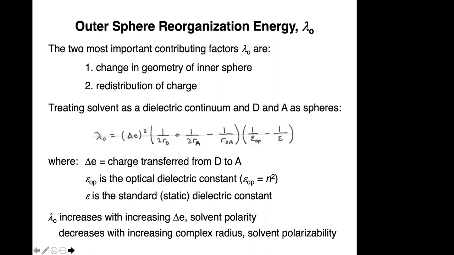Okay, so we're out of time, but the main point here is this outer sphere reorganization energy will increase with increasing delta E, change in charge, and increasing solvent polarity. More polar solvents are going to have to rearrange more. It's going to decrease with increasing radius, as the solvent molecules are further from the charge, and with solvent polarizability. If it's a very polarizable solvent, the electrons can move around easily and respond to the metal-to-metal electron transfer.